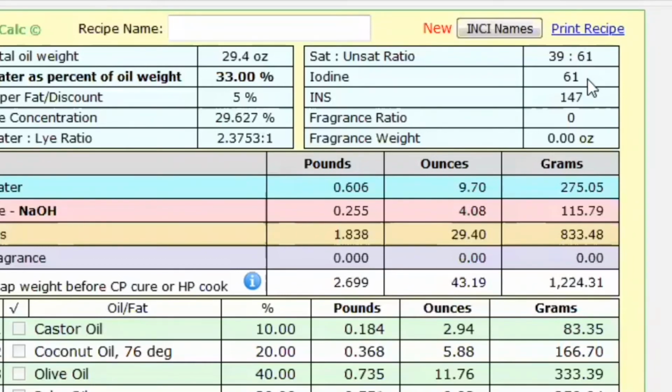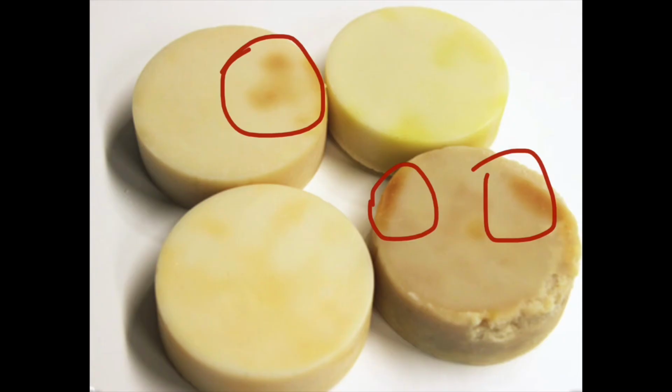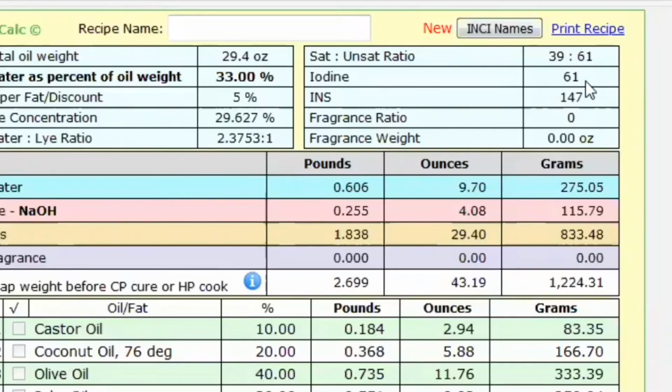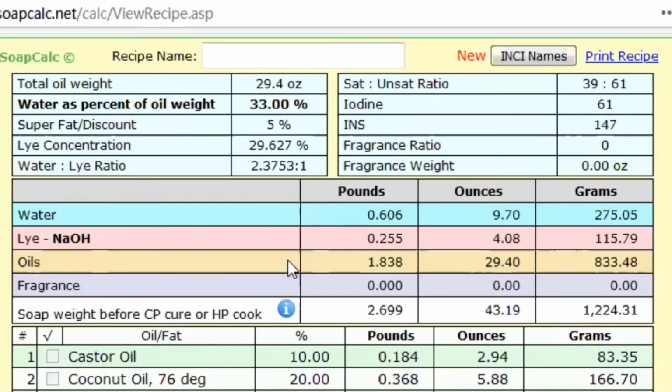Down here is the iodine value, and what it tries to do is reflect the chances of your soap developing DOS. Here is a picture showing what DOS is. These are just dreaded orange spots on your soap. They do not harm anything, but they might affect the look of your soap. This next part shows the total amount of water that you need for your soap and the total amount of sodium hydroxide. That is the lye.